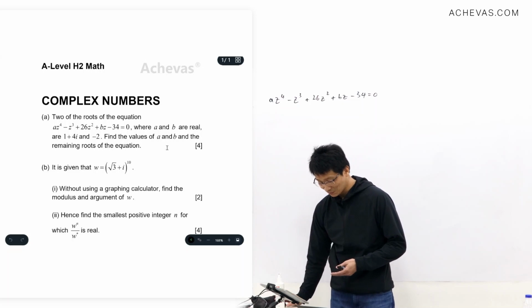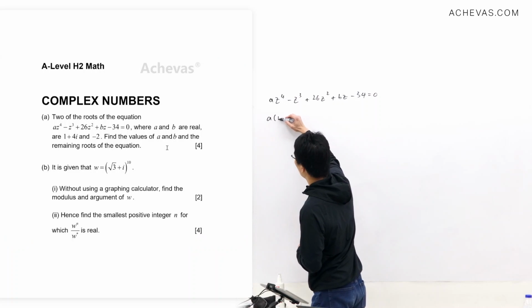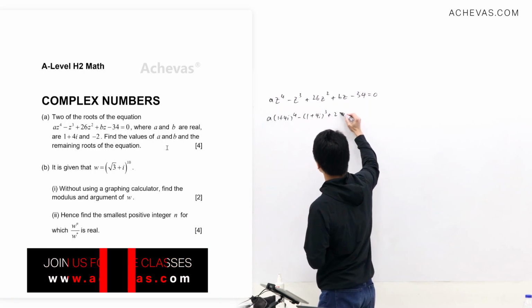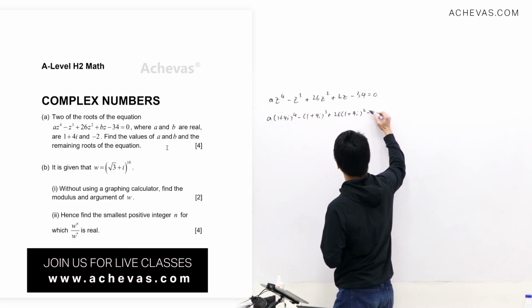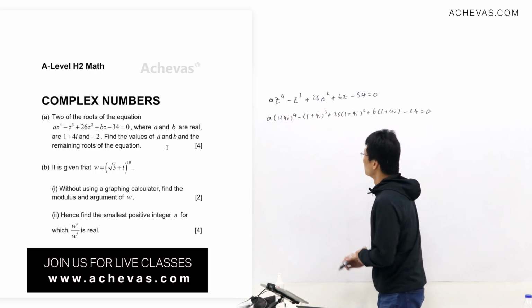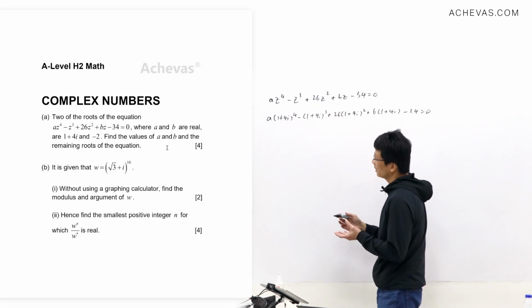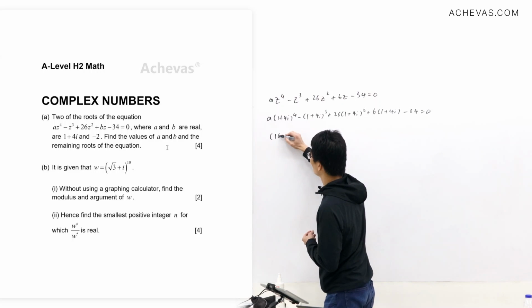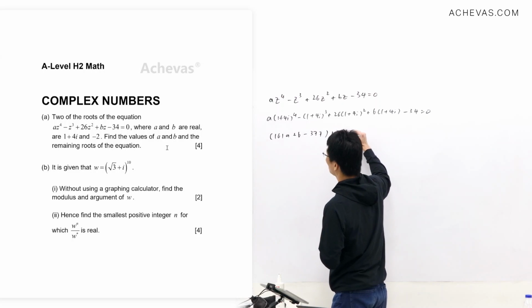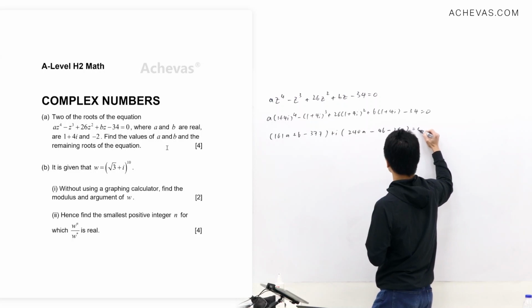Since we know that 1 plus 4i is a root, we can just substitute 1 plus 4i into this expression. So we get a(1 plus 4i) to the power of 4 minus (1 plus 4i) cubed plus 26(1 plus 4i) squared plus b(1 plus 4i) minus 34 equal to 0. We can evaluate these terms by using our graphical calculator, and by expanding and arranging, we will be able to get (161a plus b minus 377) plus i(240a minus 4b minus 260) equal to 0.